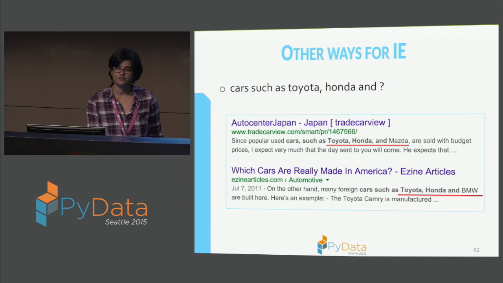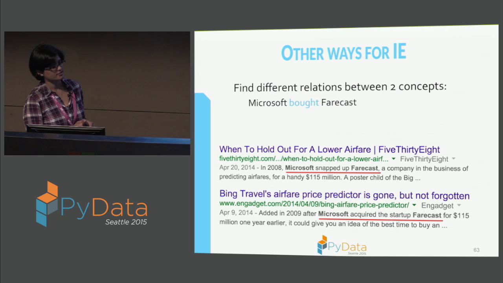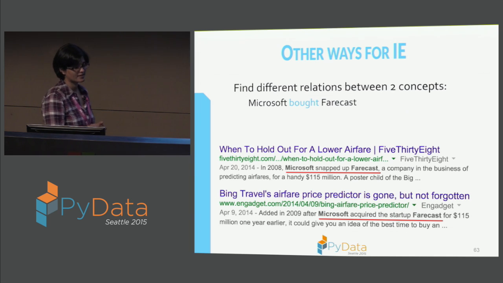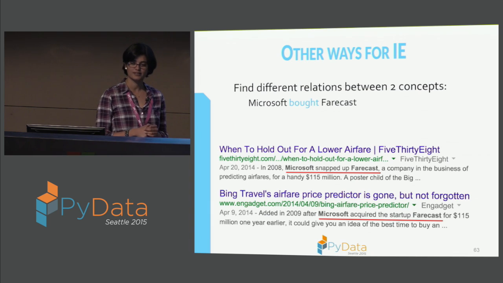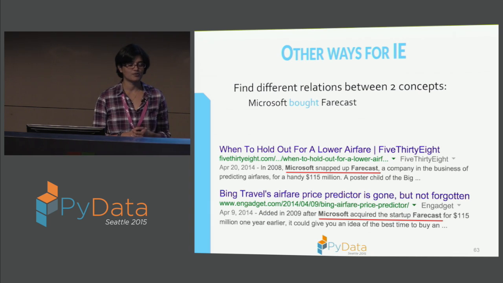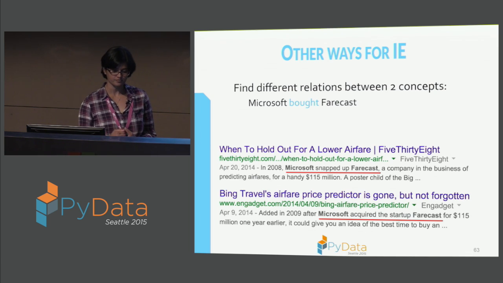You can also do this to find verbs. So how are two different words related? Microsoft bought Faircast. If you type it into Google, you'll get other words like Microsoft snapped up Faircast, acquired the startup Faircast. So there are several ways in which you can represent the same information. So here you're getting synonyms of the same verb, which is bought. Any questions so far?